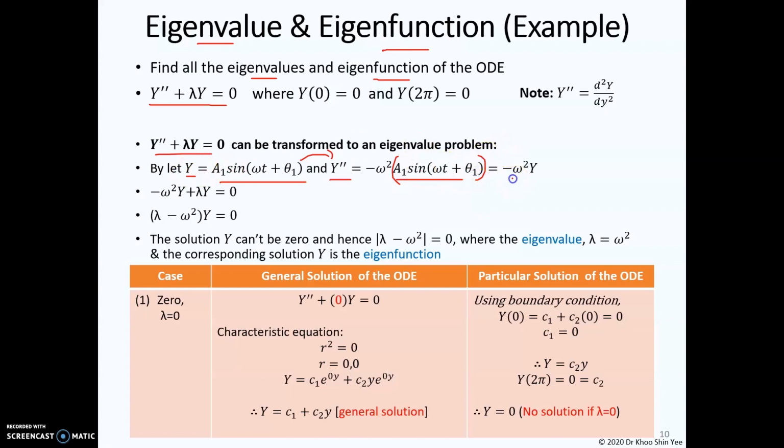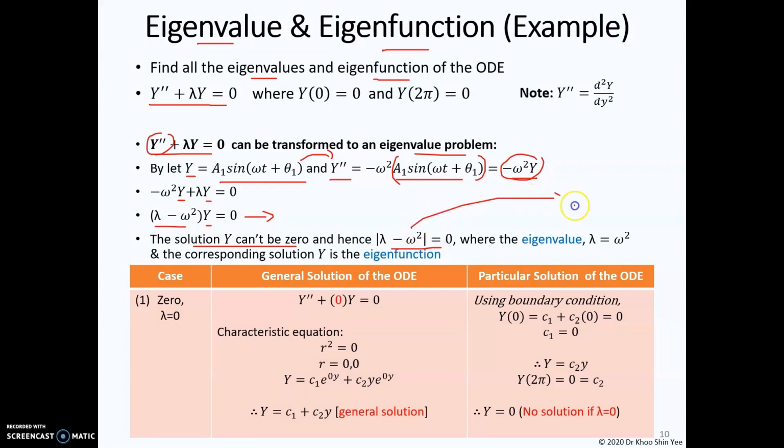Therefore, you can substitute inside to obtain the negative omega square y. So you can substitute this term inside here, collect the terms for y here. Then you should be able to obtain this eigenvalue problem. The solution y cannot be 0. Therefore, the determinant for this term must be equal to 0.